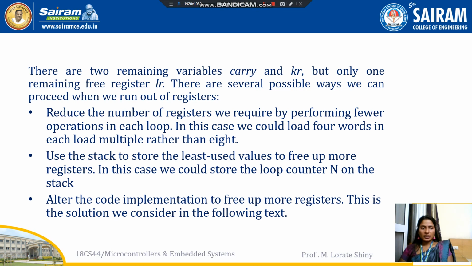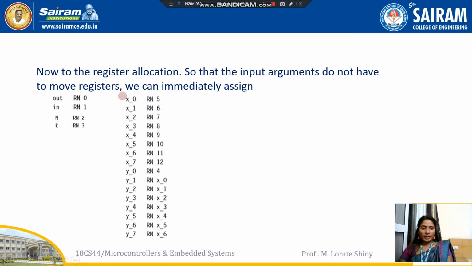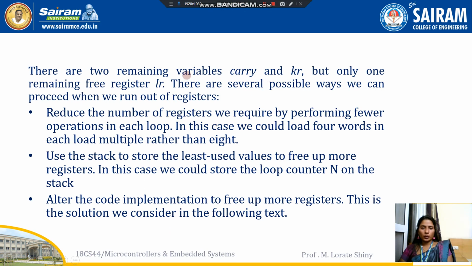But still the problem here is that there are two more variables which are not allotted. The two variables are carry and kr. For these two we didn't allocate any register. So what to do? Already we reused registers, but still two variables are without allocation. For that we can reduce the number of registers we require by performing fewer operations in each loop, or we use the stack to store the least used values.